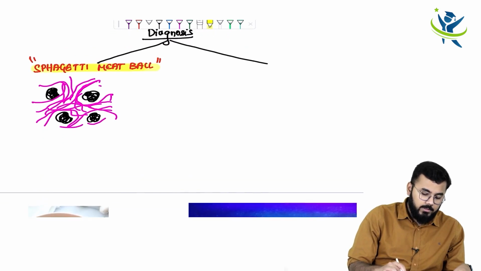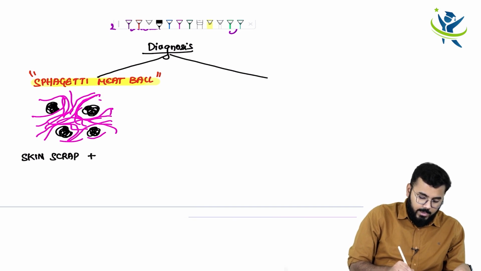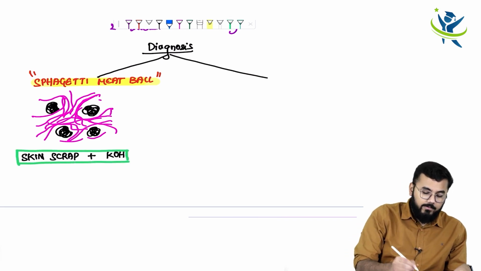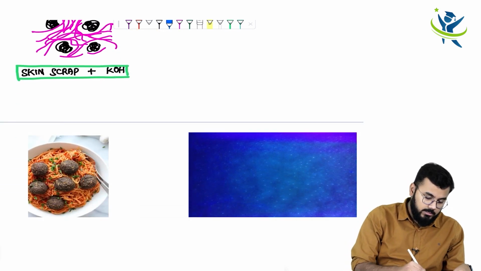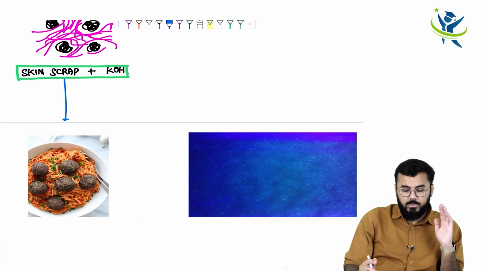So what am I doing with the patient? What I am doing with the patient is that I will take a skin scrap. To this skin scrap I am adding potassium hydroxide solution. Now after adding this potassium hydroxide solution, this is what I find, right? Look at this. This is a spaghetti meatball appearance, right?